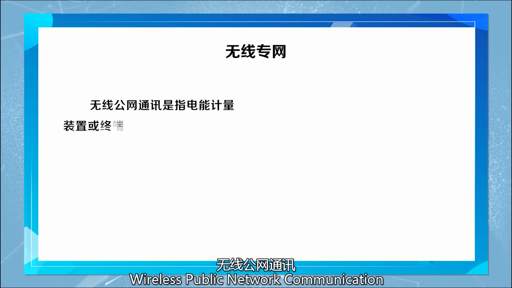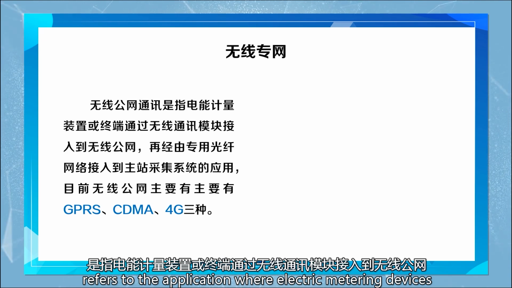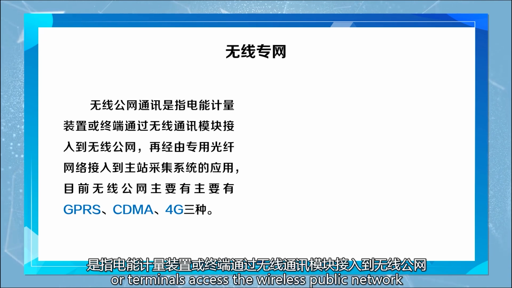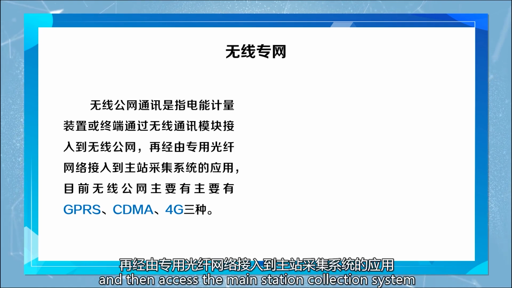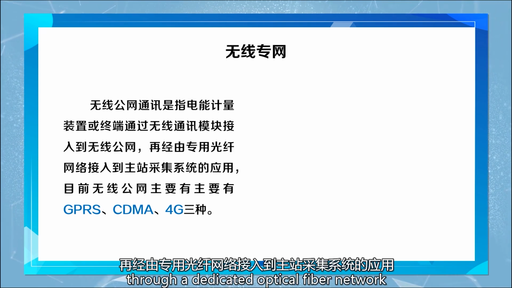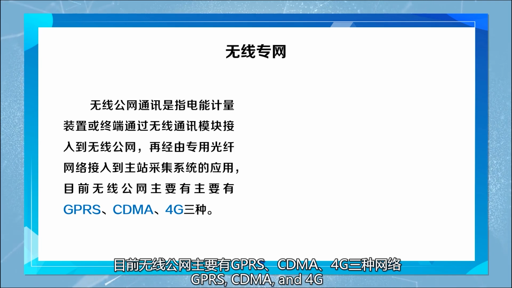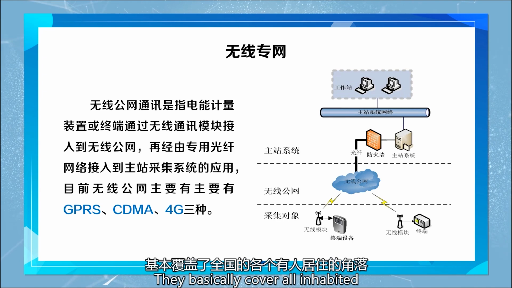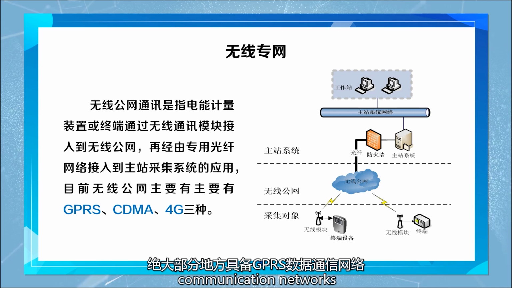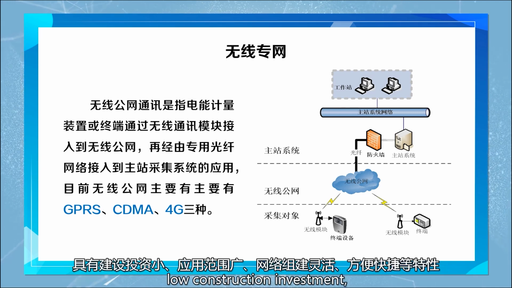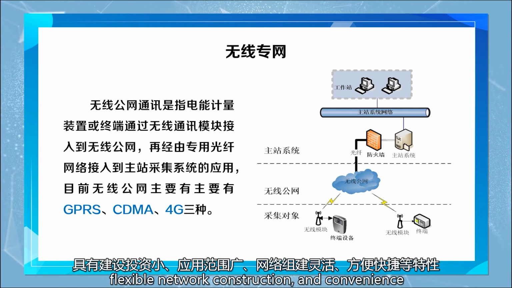Wireless public network communication refers to the application in which electric metering devices and terminals access the wireless public network through wireless communication modules, and then access the main station collection system through a dedicated optical fiber network. Currently, there are three main types of wireless public network: GPRS, CDMA, and 4G. They basically cover all inhabited corners of the country. Most places have GPRS data communication networks. They have characteristics such as low construction investment, wide application range, flexible network construction, and convenience.